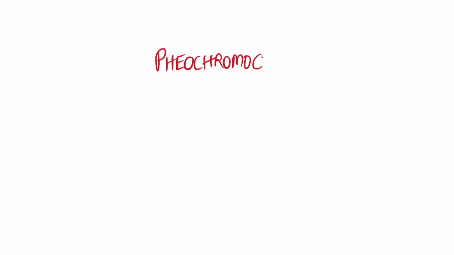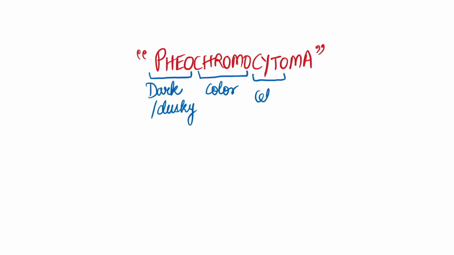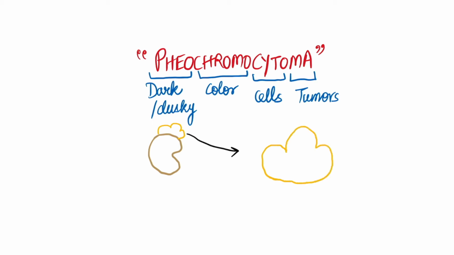Today we are going to discuss an important topic of pheochromocytoma. Let's first break the word. Pheo means dark or dusky, chromo means color, cyto means cells, and oma means tumor. So it is a dark colored tumor of adrenal gland which is situated on the upper pole of kidney and consists of two parts, cortex and medulla.